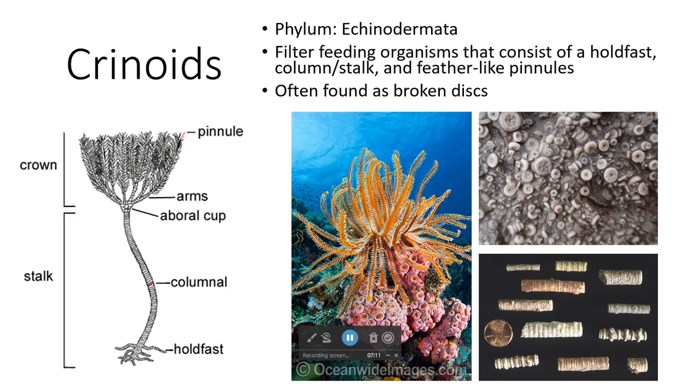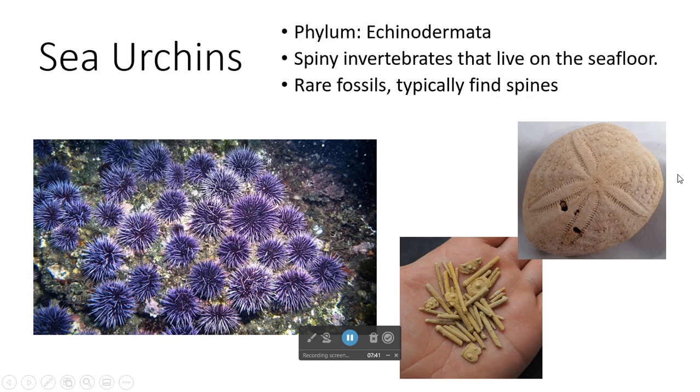At the top, there are some pinnules or feather-like features, and those feather-like features grab onto plankton, and that's how they filter feed. So as you can see from the photo in the center, that is an alive crinoid, so they still are alive, although there would be different species than what lived in the past. And then here on the right are two examples of how they might be expressed as fossils. So in the top, these are the broken apart discs that would form the column. And in the bottom, those are columns or parts of columns that remained intact and stayed together after they were fossilized.